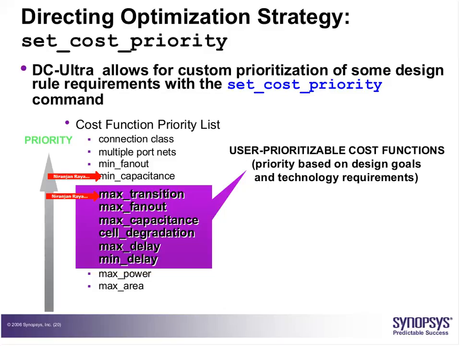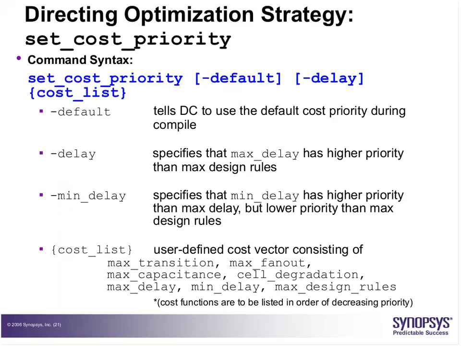Major things are these: max transition, max fan out, max capacitance, and degradation does not apply to our course, it is mainly used by DC topographical analysis. And max delay, min delay, max power, max area. This is the default priority in the direction of this arrow, and out of these the ones covered in blue are user prioritizable. This is the default one, but using the command set cost priority, we can change the priority. And this is the syntax. No need to do anything if you are using the default feature. Default is fix DRC first, then go to timing.